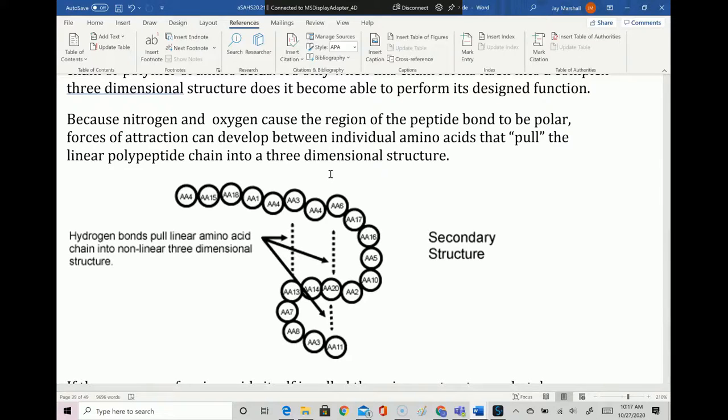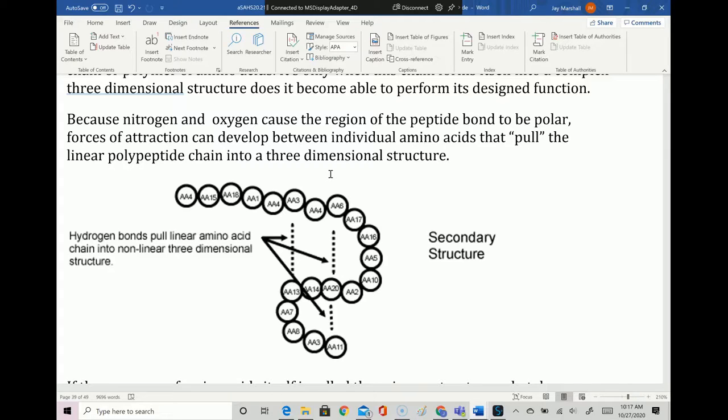Nitrogen and oxygen cause the region of the peptide bond to be very polar. We talked about the importance of polarity in water molecules. We talked about the importance of polarity in cell membranes, right? Because fats are not polar, they can't mix with water, and that's what makes them a good cell membrane. They can separate water on one side from water on the other side.